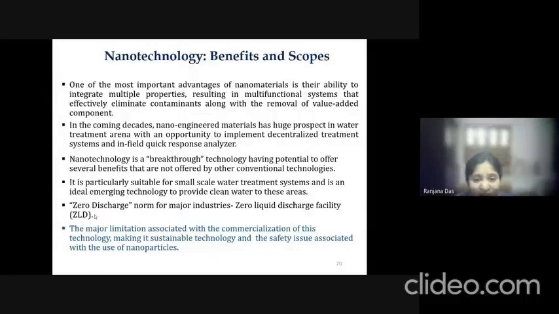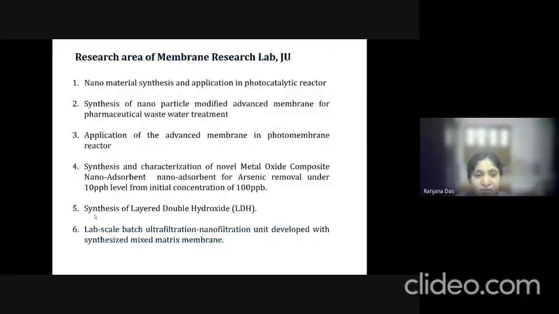But with the nanotechnology, though we have just discussed a lot about its advantages, the problem or the limitation is still there, and that is mainly the commercialization of the technology, making it a sustainable technology. That is a big question, how to make this technology a sustainable one, and obviously the safety issue associated with the nanomaterials. So these are the major concerns or major limitations of the application of nanotechnology for industrial applications or for the betterment of the society.